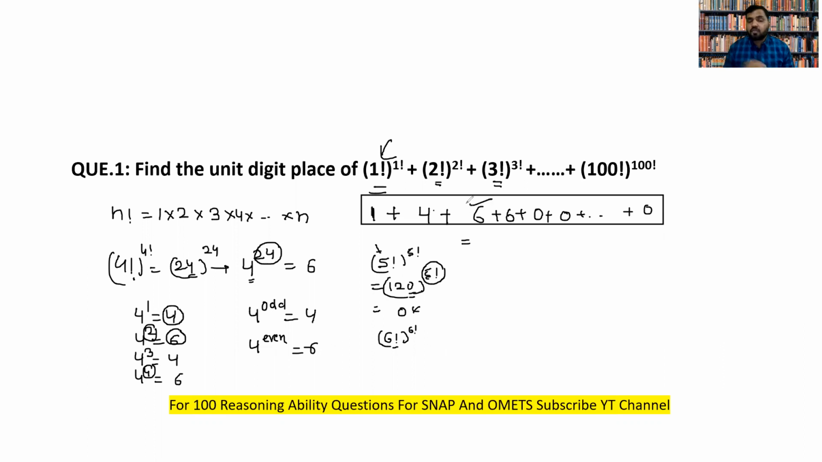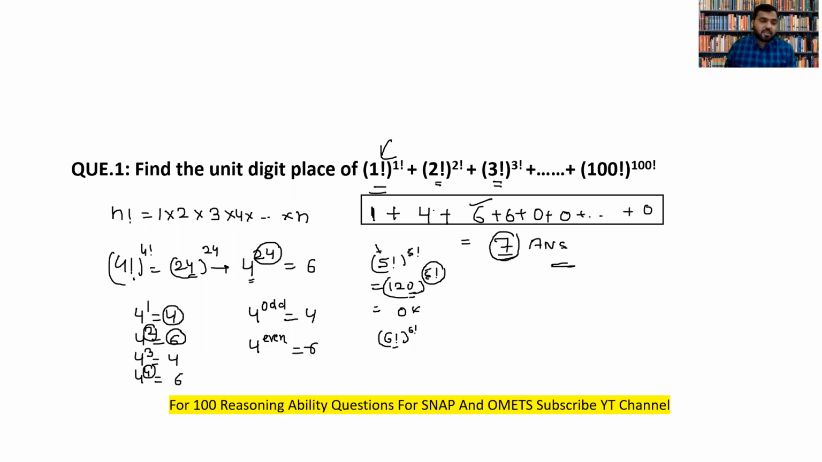5, 5 plus 6 would be 11, 11 plus 6 would be 17. So the final unit digit would be 7, and that's the correct answer of the question, right? 1 plus 4 plus 6 plus 6, that's the correct answer. 1 plus 4, 5, 5 plus 6, 11, 11 plus 6, 17, unit digit would be 7. So 7 is the correct answer of the question, guys, right?